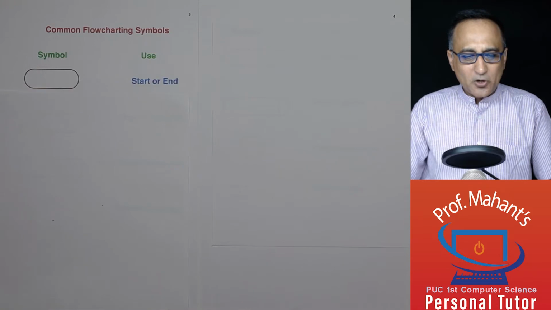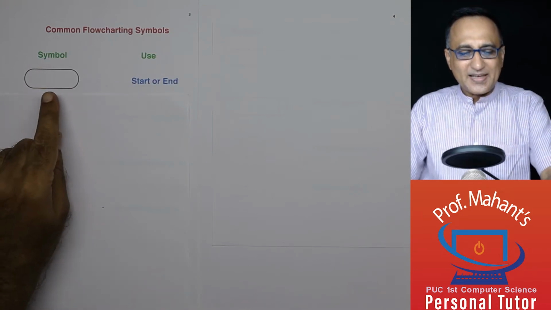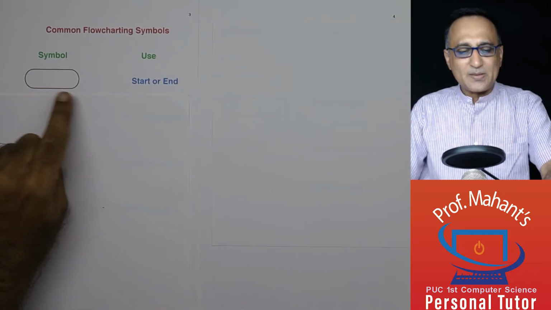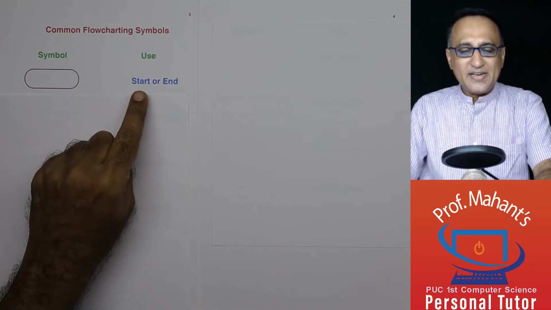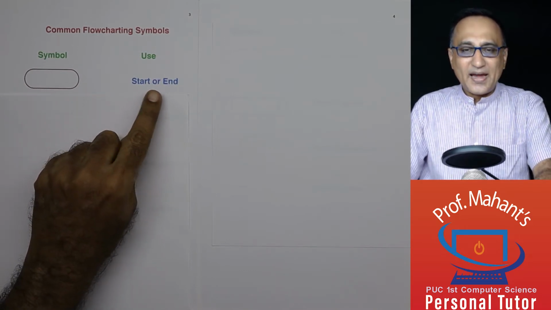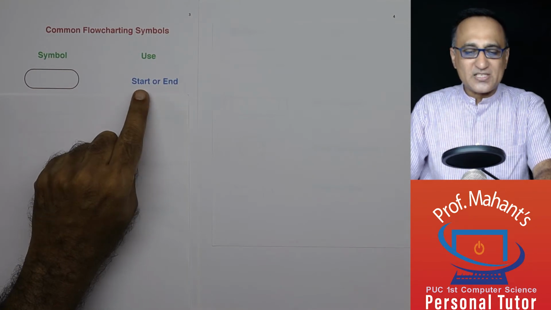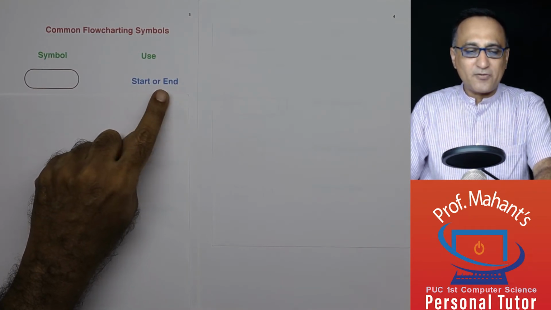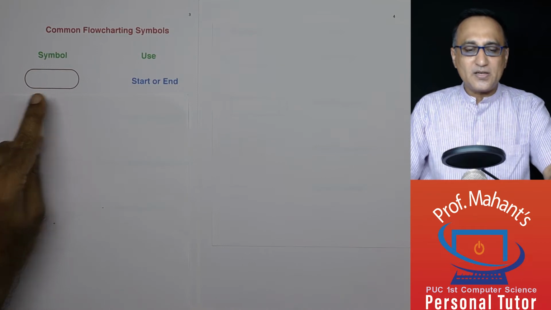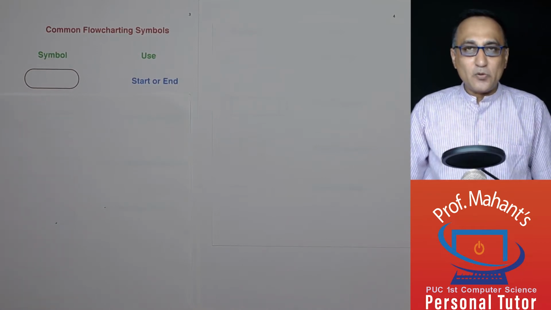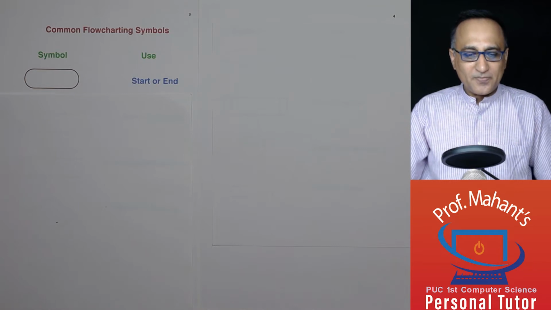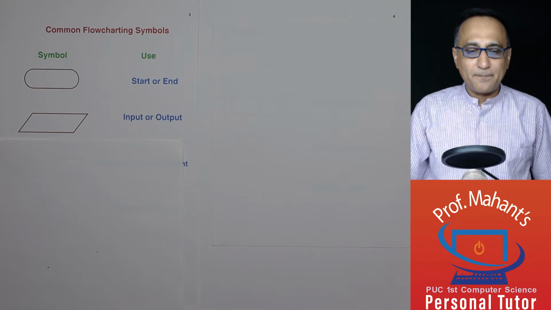The first symbol, which looks like a rectangle with semicircles at the end, or an oval, is used to indicate the start and end of a flowchart. You say start or stop, start or end of a flowchart, you use this particular symbol. Now next, if you're trying to read from the keyboard or print on the monitor, for input or output, you're going to use a parallelogram.